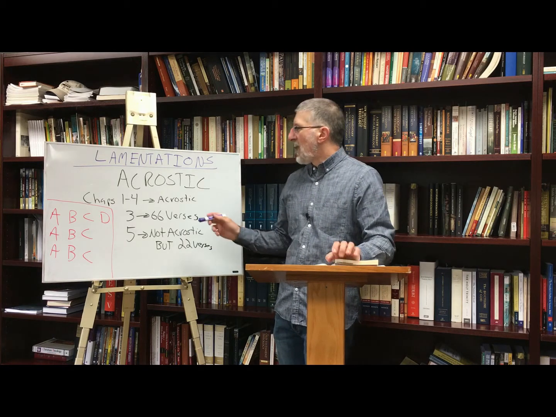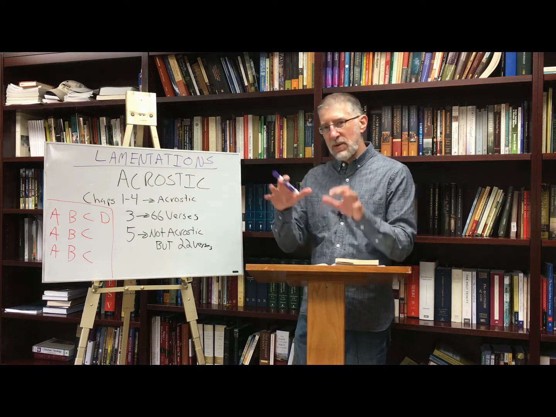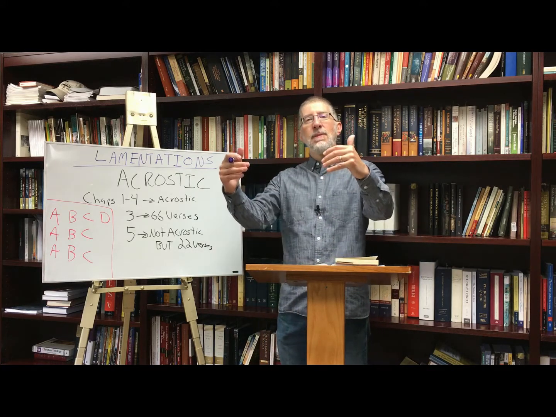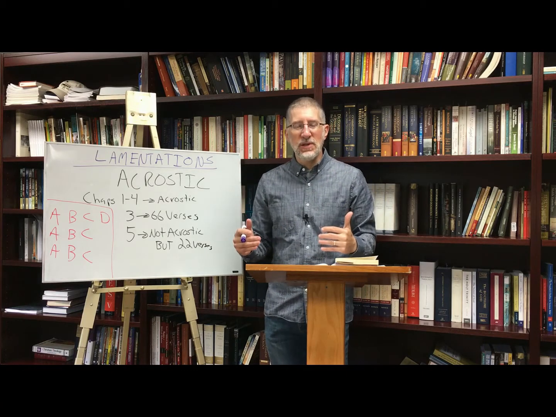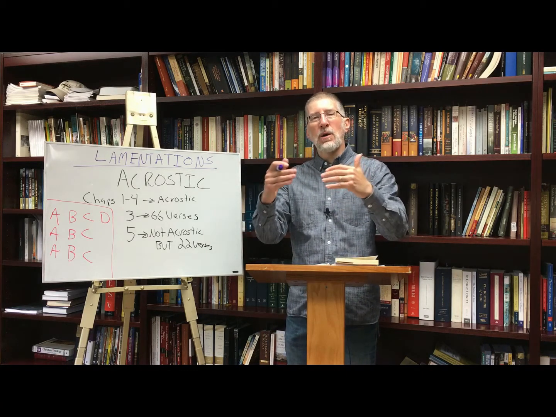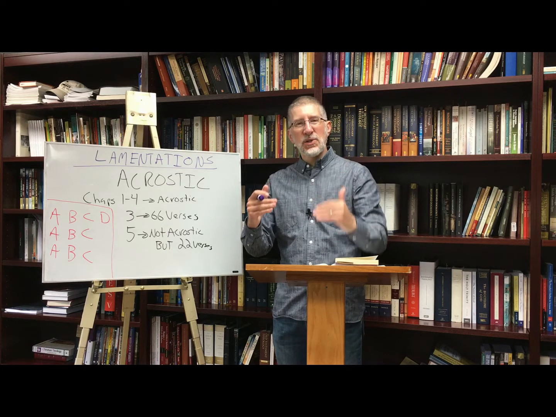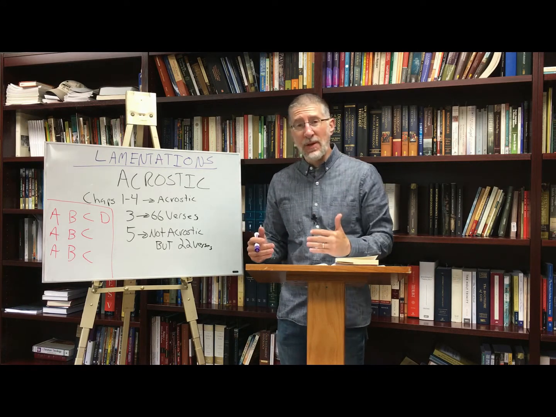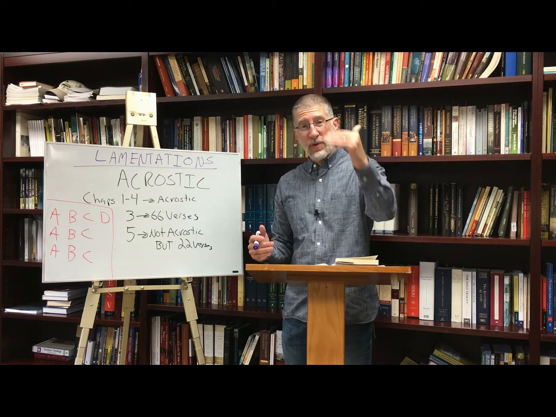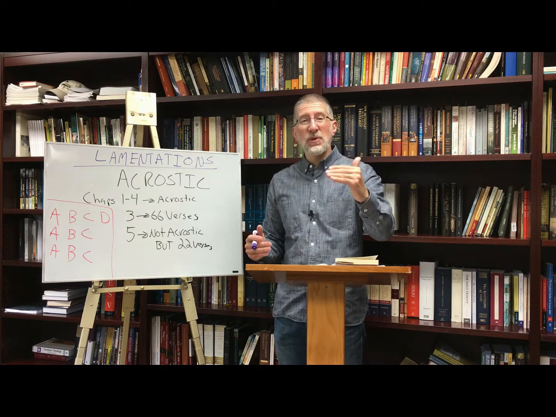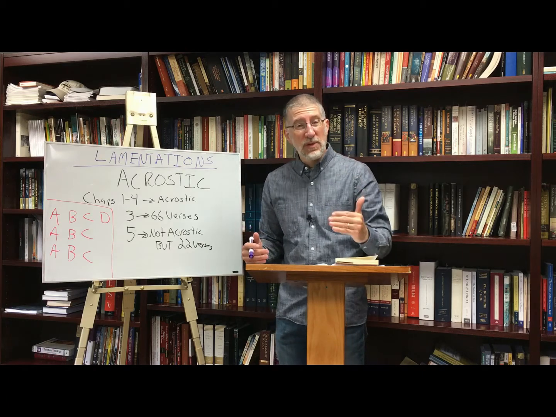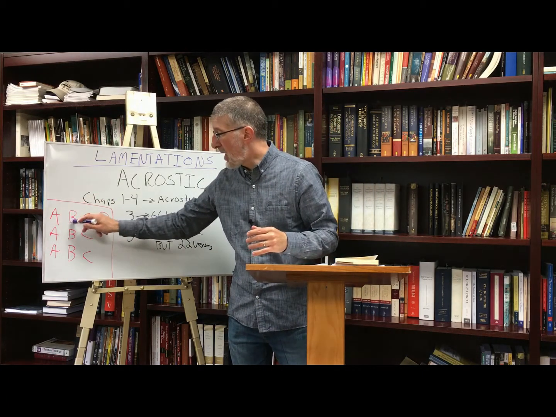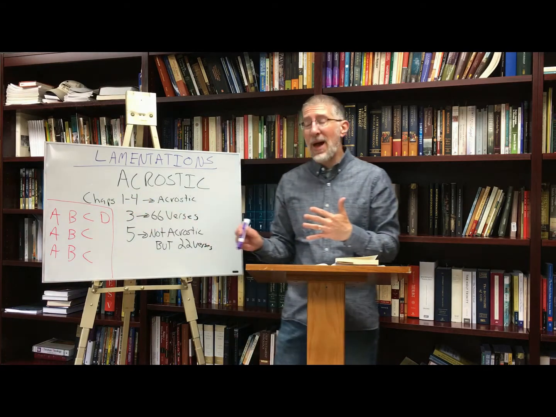So just as a refresher, the acrostic is basically the idea that the verses in Lamentations, in each chapter, begin sequentially with the letters of the Hebrew alphabet in order. There are 22 letters, so the first verse would begin with the first letter of the Hebrew alphabet, the second verse the second letter, the third verse the third letter, and so on. I'm using the English here, A, B, C, D, right? It would follow that type of pattern.